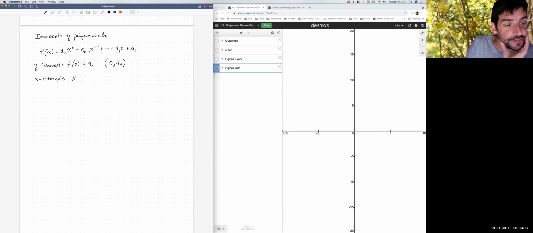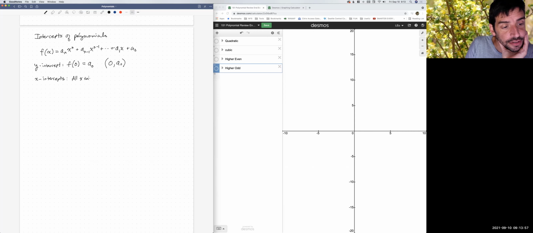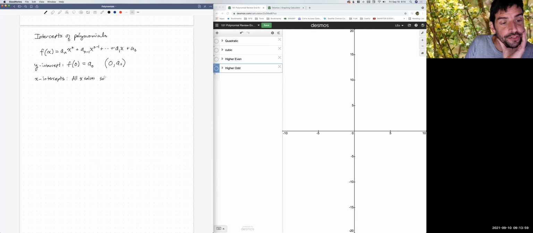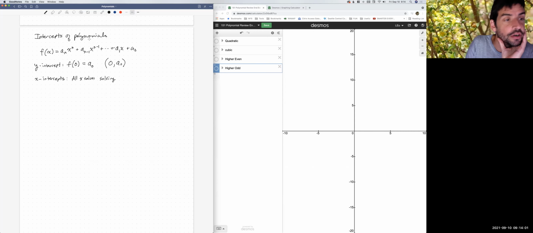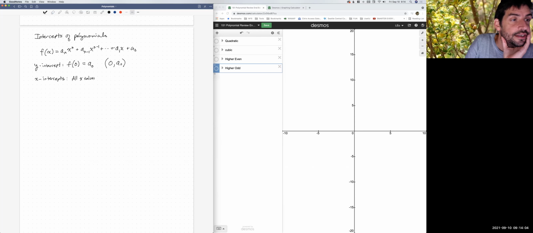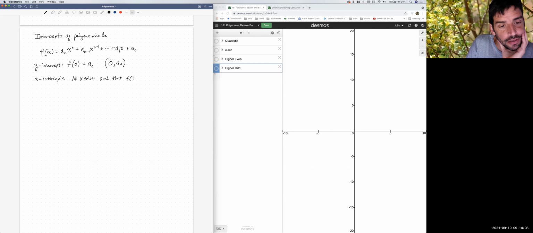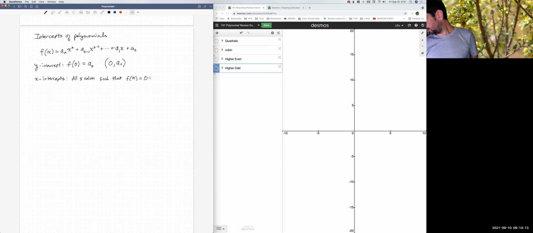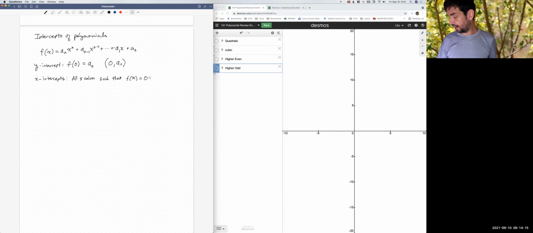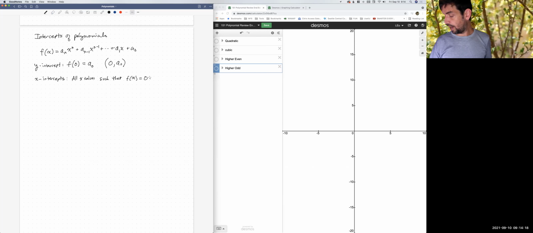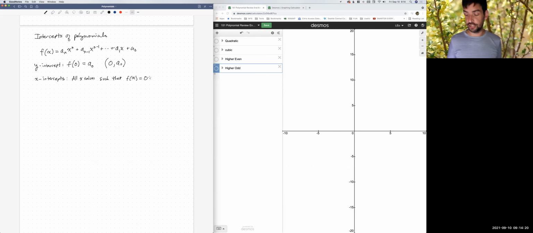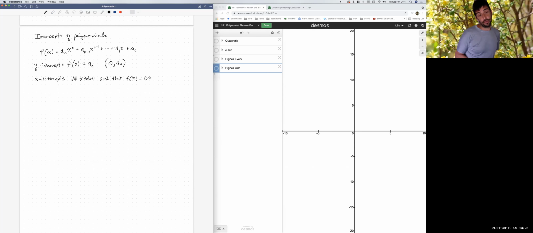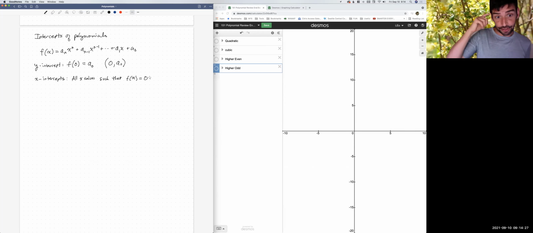These are all the x values solving, or let's say such that f of x equals 0, right? So where are the places on the graph where the y coordinate is 0? In other words, it's touching the x-axis, right? Solving this equation can be difficult, right?